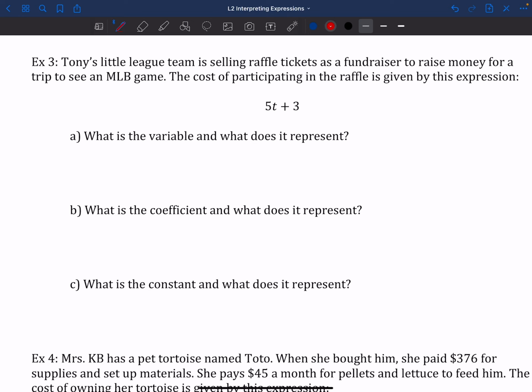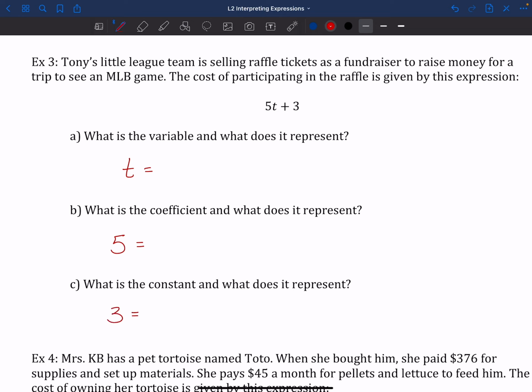So we're first going to figure out what the heck the variable is and what it represents. If you would like to, it's not a bad idea, you can work through that first part of each one of these problems and then figure out what they represent. The variable in this case is t, so we're going to figure out what t is supposed to mean. The next one down is talking about what the coefficient is, and it's that 5 in front of the t. And then the constant is that number by itself, the 3.